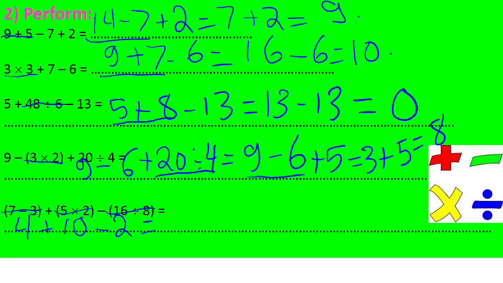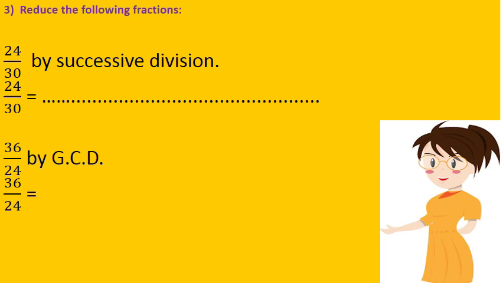Now you have plus and minus. We start from left. 4 plus 10 equals 14. Yes, 14 minus 2 is equal to 12. Well done. Now exercise number 3.